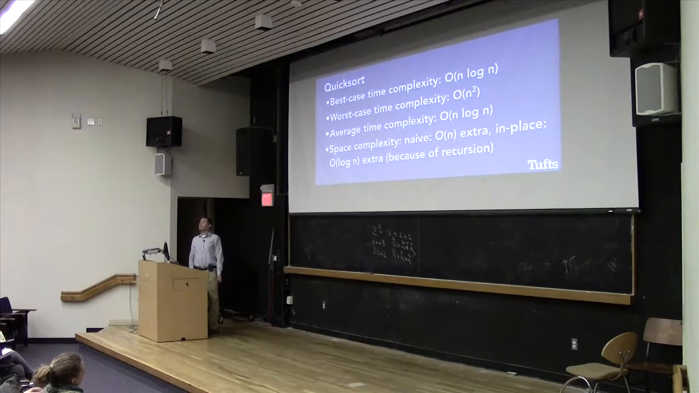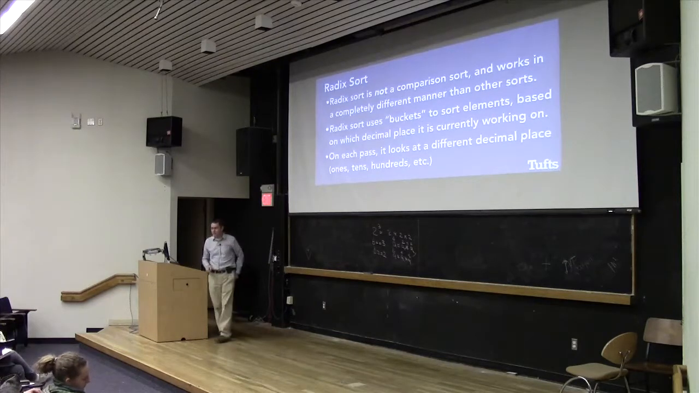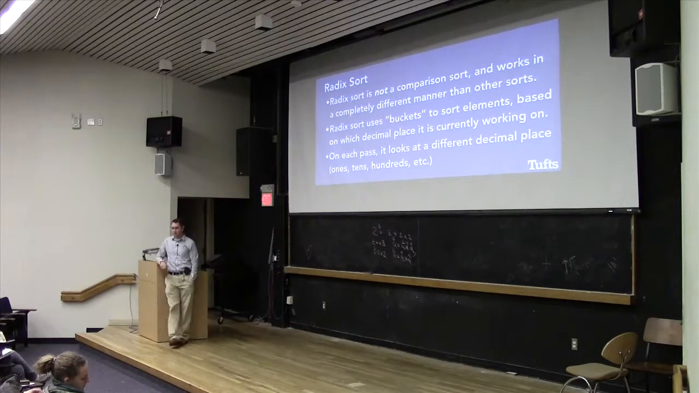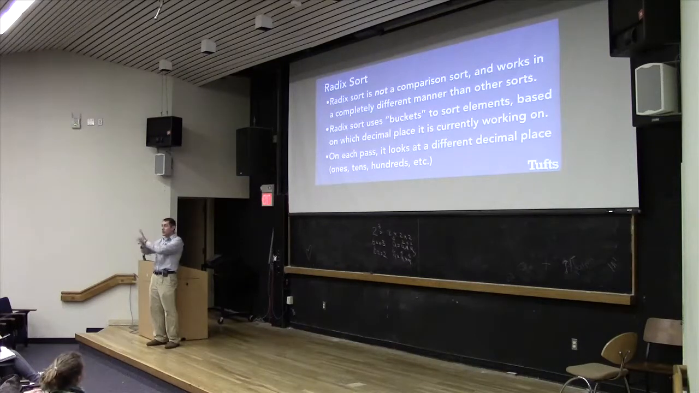I don't necessarily like that reasoning, but that's what they say. OK, last sort we're going to do. Completely different type of sort. This one's called radix sort. And it's completely different because it's not a comparison sort. In other words, it doesn't take 2 values and compare them to make a decision on where it goes. It's actually completely different.